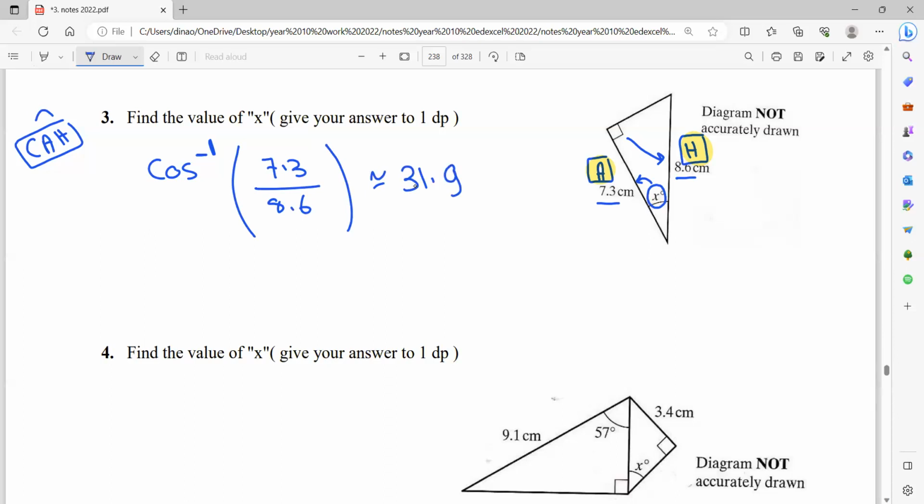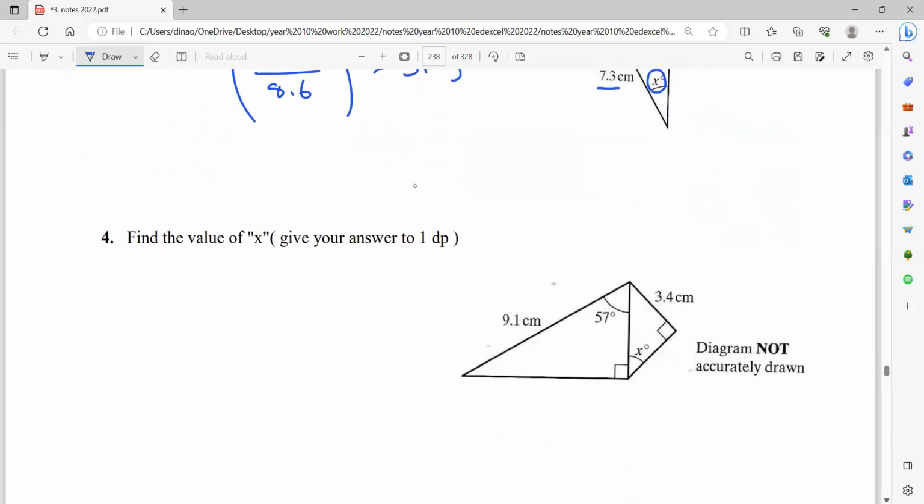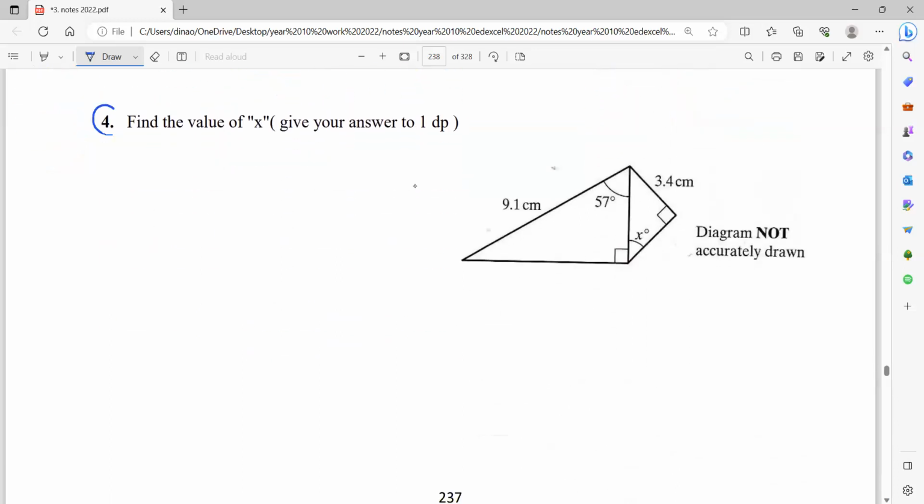So we did several questions related to SOH CAH TOA, whether you're going to use them to calculate a side or to calculate an angle. Now this question over here for me is super important, and this is the last question that we're going to do today. This is a question about double trigonometry, and we discussed double trigonometry in Pythagoras before.